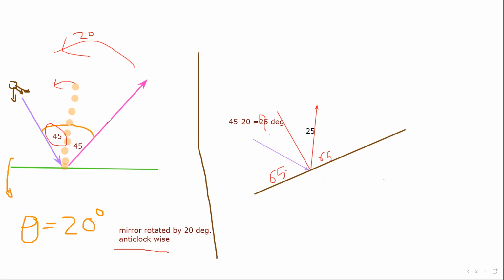Okay, what is the angle between the incident light ray and reflected light ray? First case, it was 45 plus 45 equals 90 degrees, and this 25 plus 25 equals 50. So also the angle between incident light ray and the reflected light ray decreases by 2 theta. 90 minus 2 theta, so 90 minus 40.